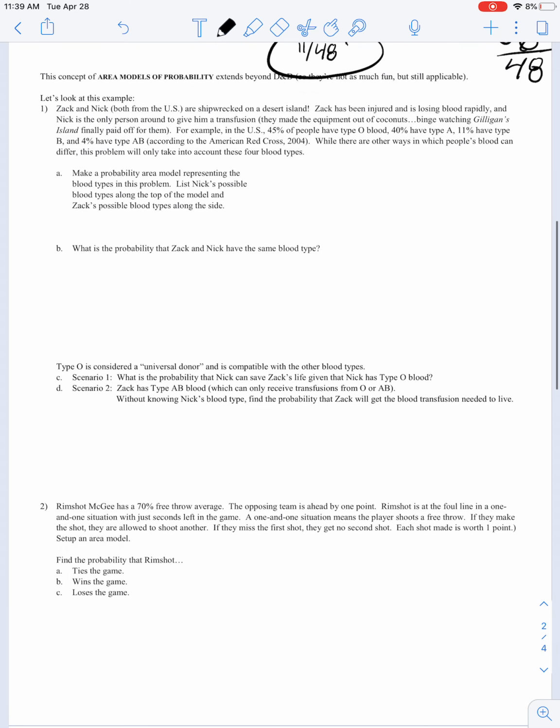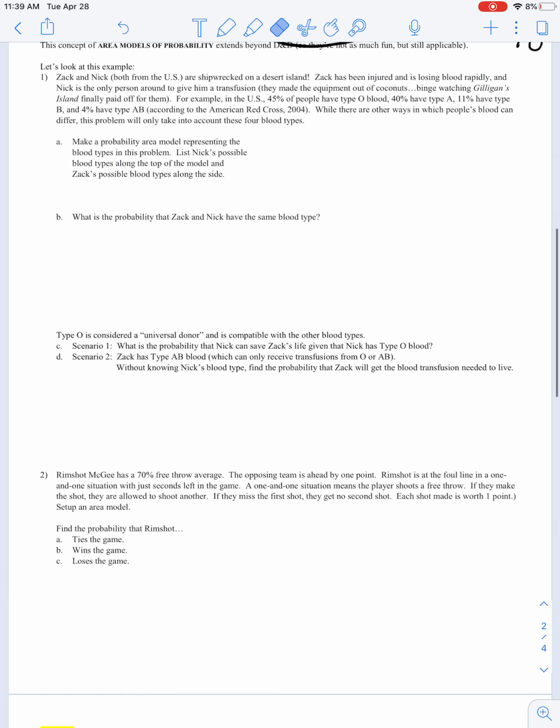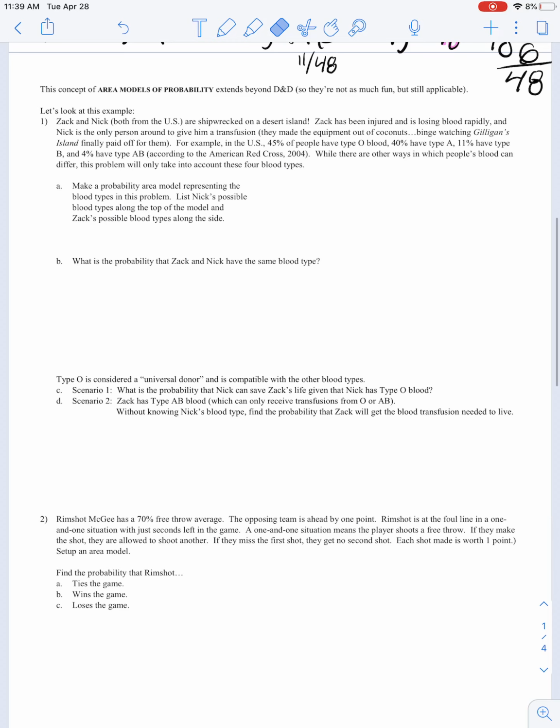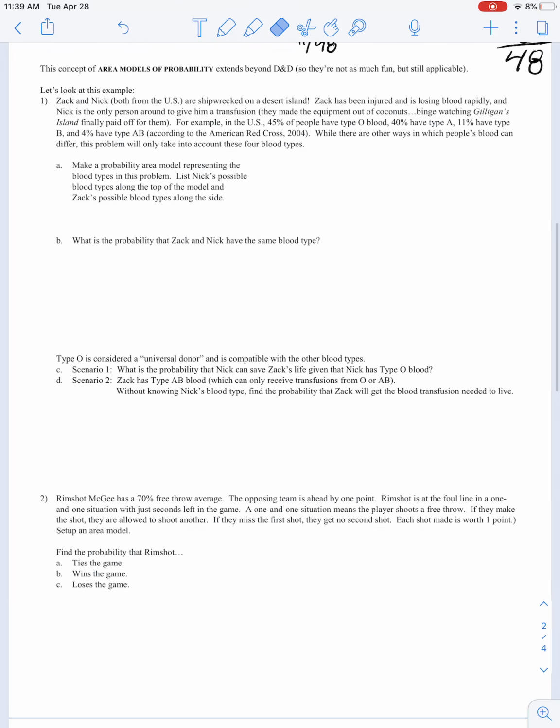So let's look at a couple more scenarios. This concept of area models of probability extends beyond D&D. So they're not as much fun, but still applicable. Let's look at an example. Alright, so here's where we can make this applicable.